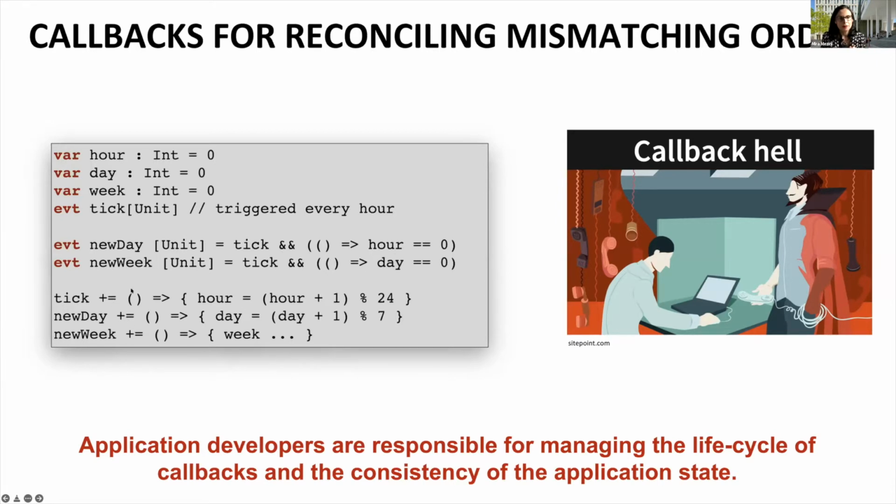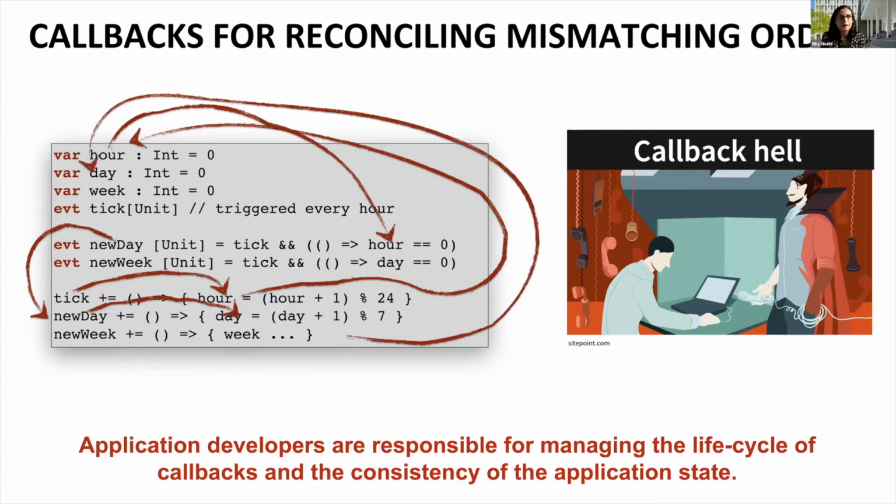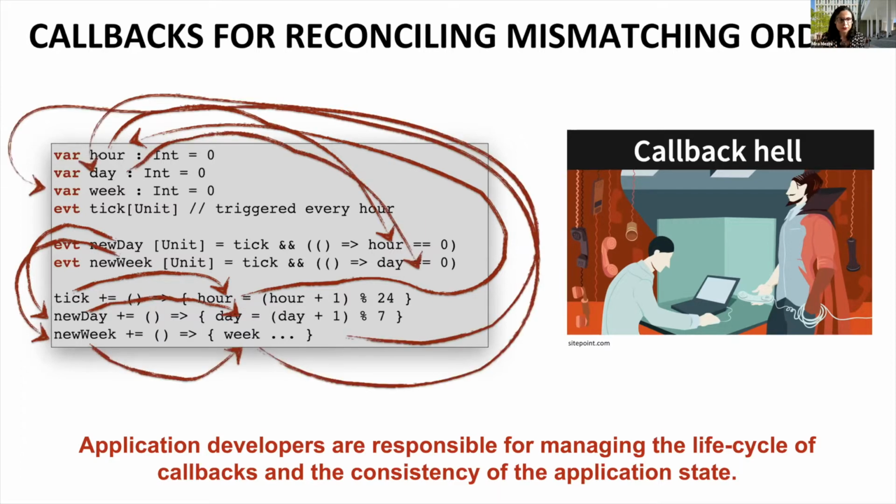And then we have some callbacks attached to those events. Now what happens? Let's assume tick occurs. This will cause the callback associated to tick to execute, which modifies the state of the variable hour, which occurs here in some predicates, which might turn true on this change, causing new day to occur. And then as a result, we will execute the callback associated with new day, which changes the variable day. And this in turn might cause new events and so on and so forth.